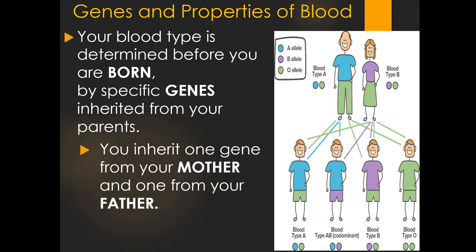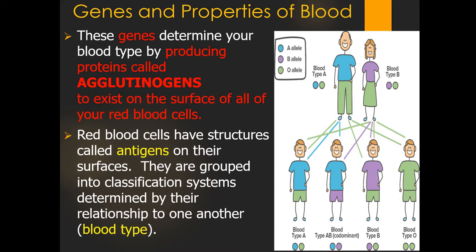Now, how does this affect forensic science? It's all about the paternity. So if a mother comes in with the baby and says, he's the father, and the guy says, no, I am not, and we know what their blood types are and what the child's blood type is, we can see if that's even a possibility before we go to the expense of doing a DNA testing. So these genes are determined from proteins called agglutins.